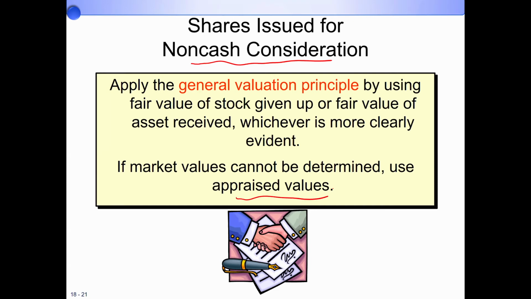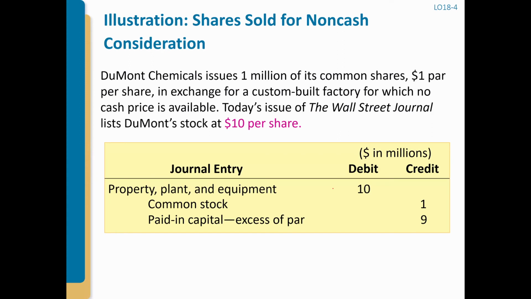Okay, so let's look at this example. This company issues 1 million shares of common stock. This common stock has a par value of $1 per share, in exchange for a custom built factory for which no cash price is available. We don't know the value of the factory, but we know we issued 1 million shares, and today the stock price is $10 per share. This is the market price for the stock. So we issued 1 million shares, each share at $10.